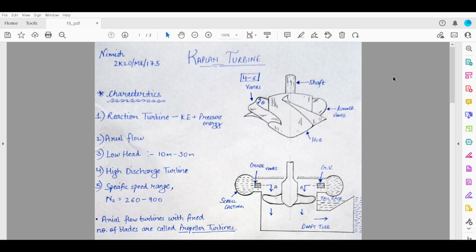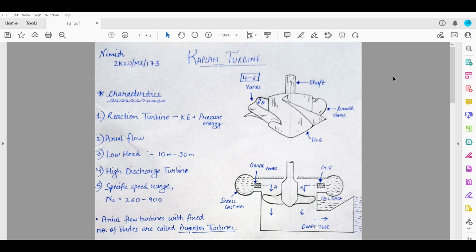2K20ME175. Today we are going to discuss the Kaplan turbine, its characteristics and its components. And at the last, we are going to discuss and analyze the inlet and outlet velocity triangles of its runner.